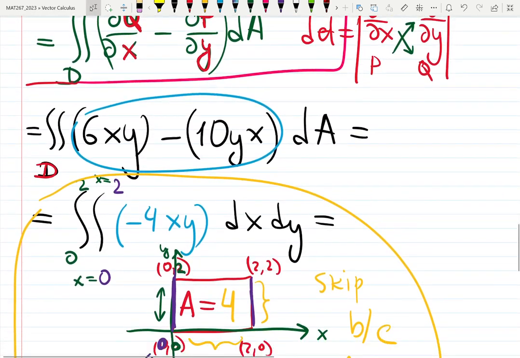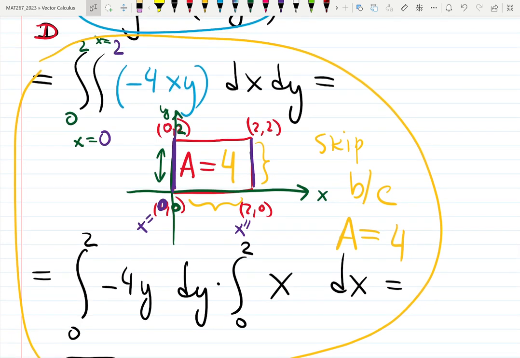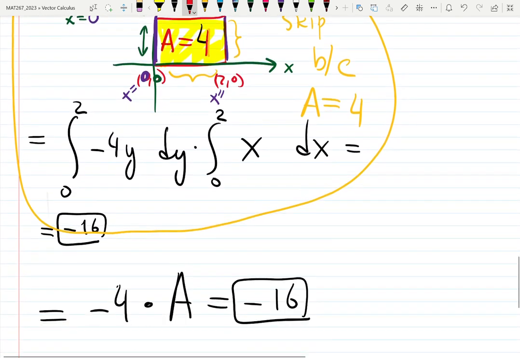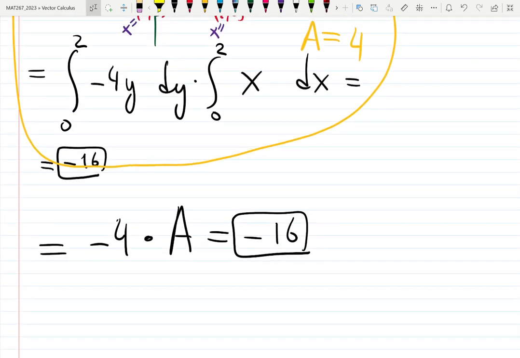For this one, it was not too bad. So 0, 2, 0, 2. And you can check the result. But it's still much faster just to use the area of the square, which is 2 times 2, which is 4. 4 times minus 4 is minus 16. Nice.